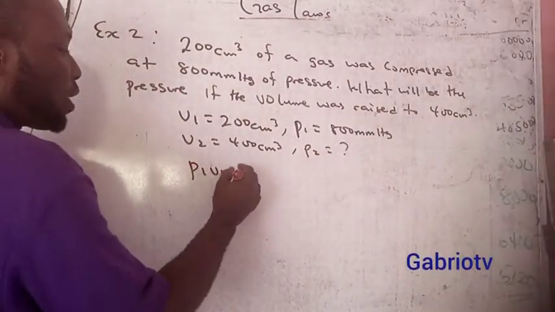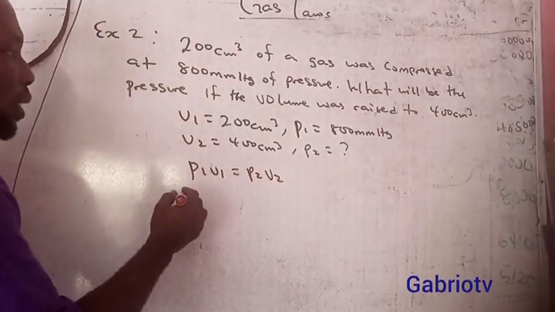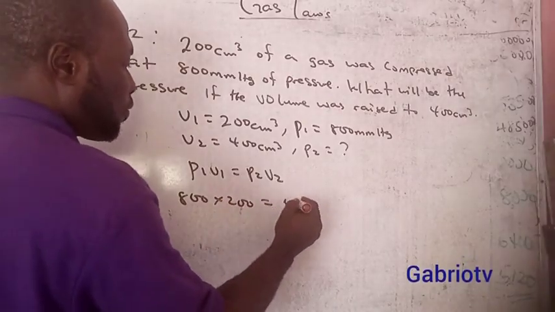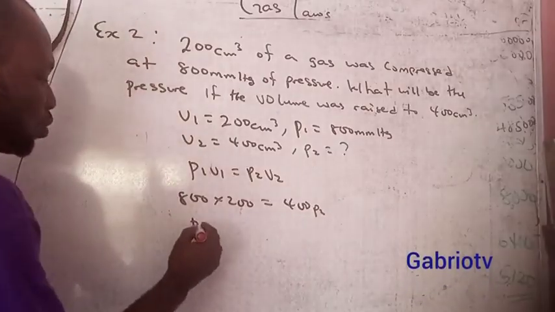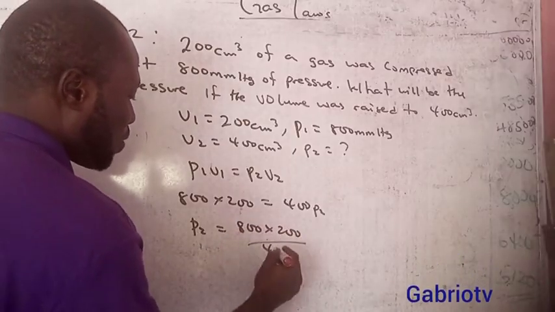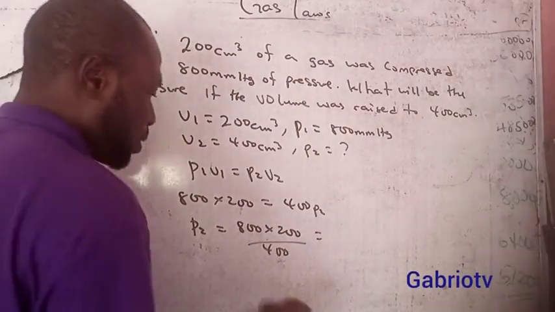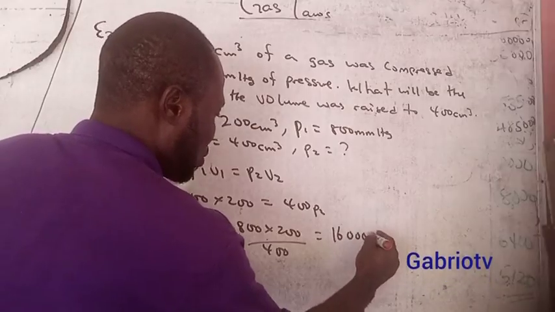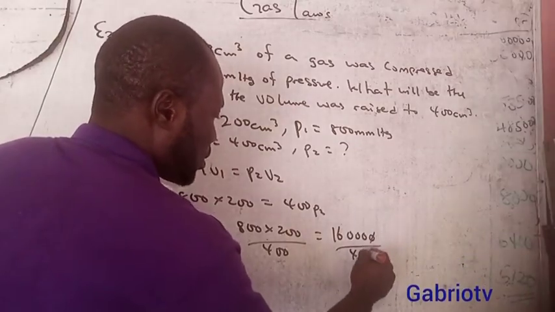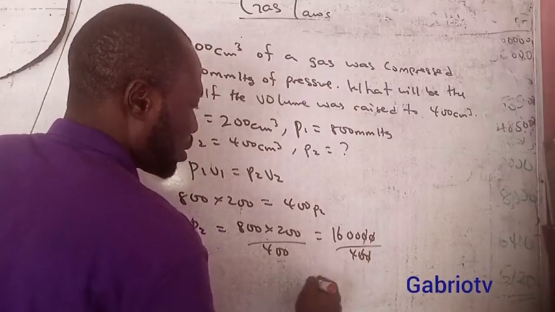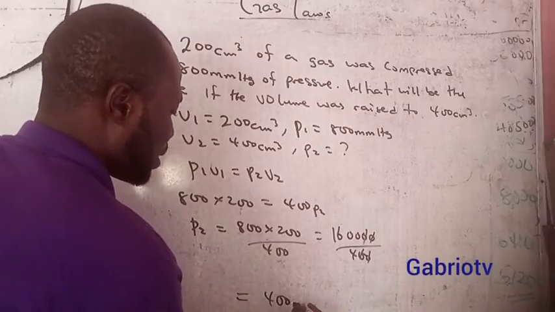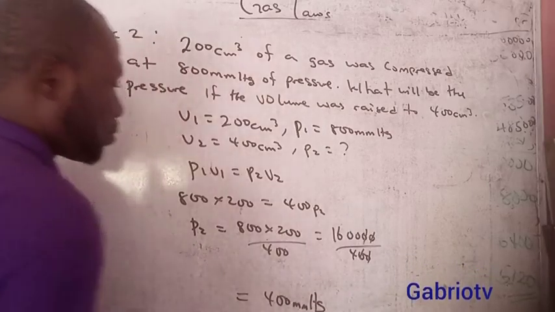So we have P1 V1 equals P2 V2. So we have 800 times 200 equals 400 P2. So P2 equals 800 times 200 over 400. And let us try to bring this out. We have 160,000 over 400. So we cancel the zeros, then 1600 over 4, that's 400 mmHg. So do we confirm that?